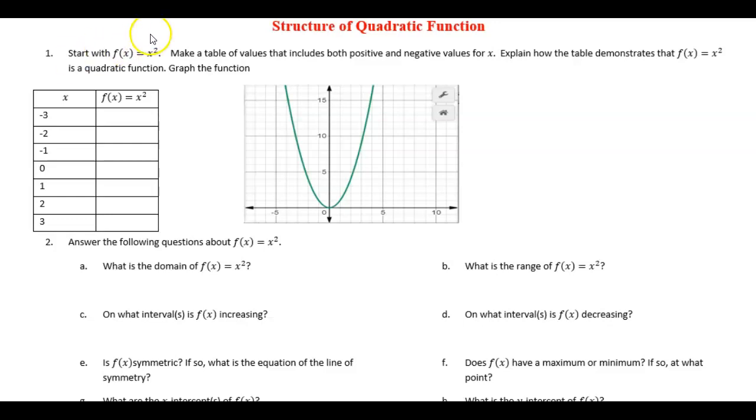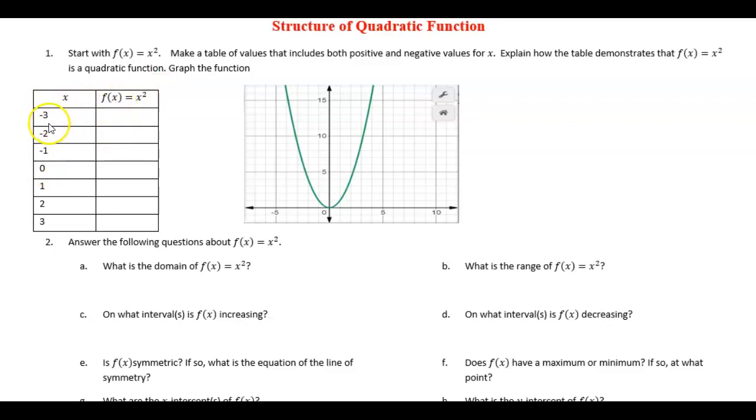Given f of x equals x squared, we're going to make a table first that includes both positive and negative values for x, and then we're going to explain how the table demonstrates that f of x equals x squared is a quadratic function. Okay, so now, to make the table, we select the numbers negative 3, negative 2, negative 1, 0, 1, 2, and 3. All we're going to do is substitute x by those numbers in order to find f of x.